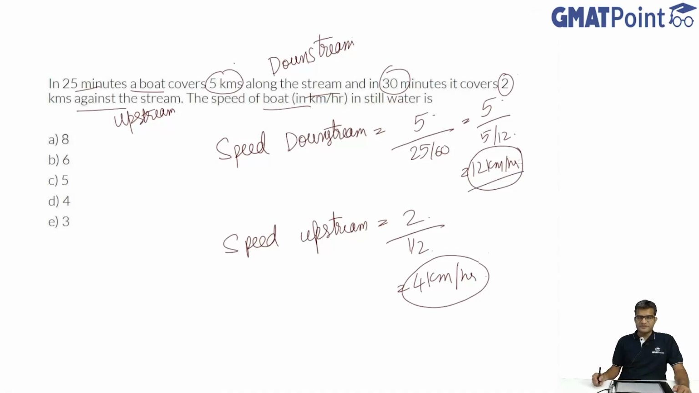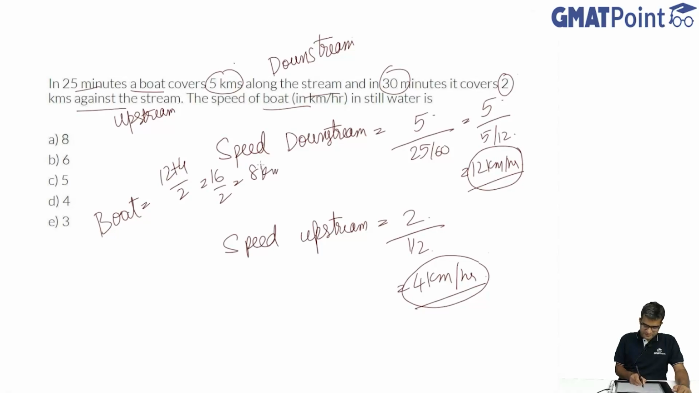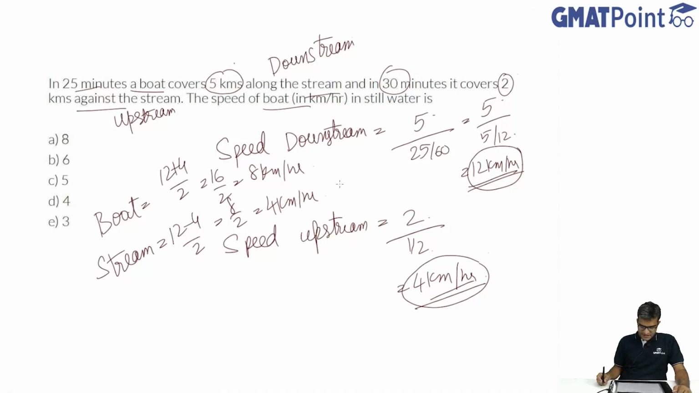The speed downstream is 12 kilometers per hour. The speed upstream is 4 kilometers per hour. So the speed of the boat is equal to 12 plus 4 divided by 2, which is equal to 16 by 2, which is equal to 8 kilometers per hour. Similarly, we can calculate the speed of the stream. The speed of the stream is 12 minus 4 divided by 2, which is equal to 8 divided by 2, which is 4 kilometers per hour. So what we are asked to calculate is option A. We are asked to calculate the speed of the boat, that is 8 kilometers per hour.